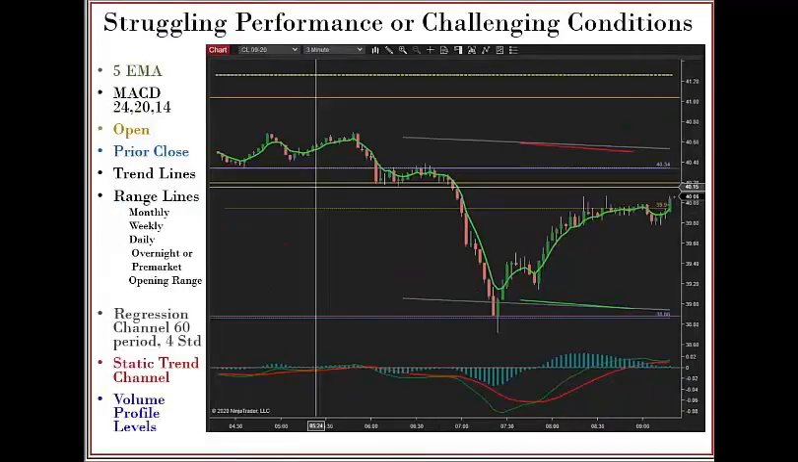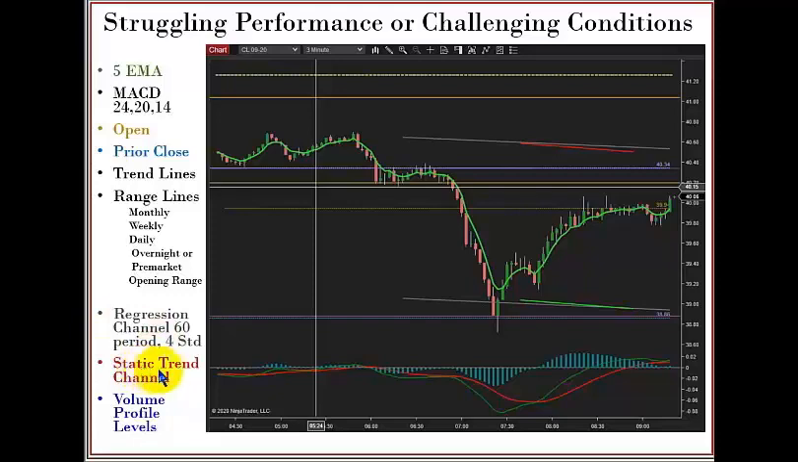Now here's a chart for struggling performance or challenging conditions. It's got some additional tools on the chart that can be helpful. I have all the stuff that I previously mentioned. Then I have 3 additional tools. I have a regression channel, 60 period, for standard deviation. It's the gray channel, and this is NinjaTrader 8. The regression channel is self-adjusting.